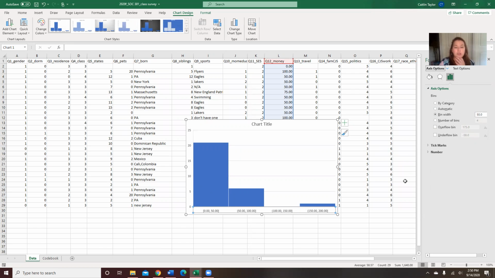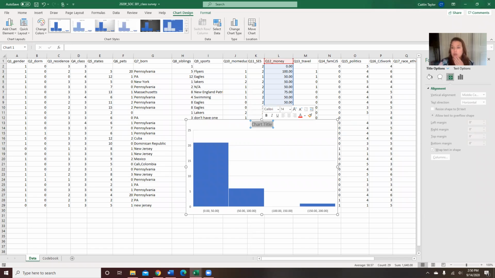And then the only other thing that's important is to make sure that you're giving your chart a title. If you double click on the chart, this allows you to change the title so that you're saying where the data came from and what the variable name is as well.